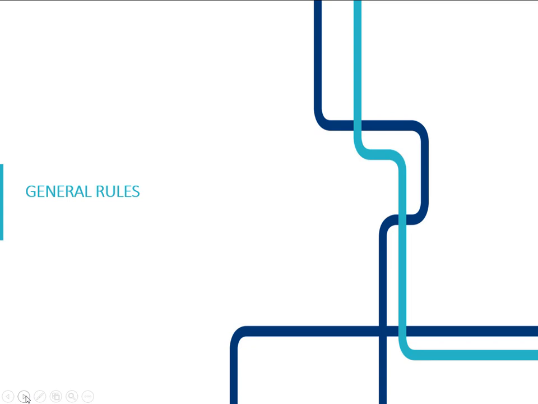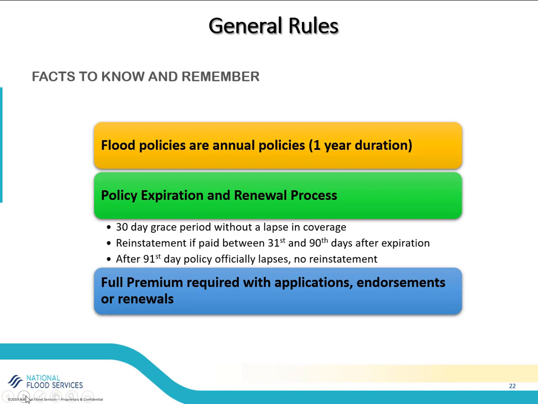Finally, I want to share with you just a few other facts and general rules. The flood policy is a one-year policy only. No multiple-year policies are available in the flood program. The flood policy will renew without a lapse in coverage as long as a renewal premium is received no later than 30 days from the expiration date. If the premium is received in the 31st to the 90th day and is not being required by a lender, a 30-day waiting period will be applied.